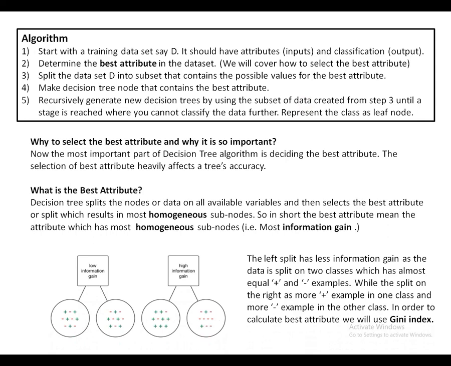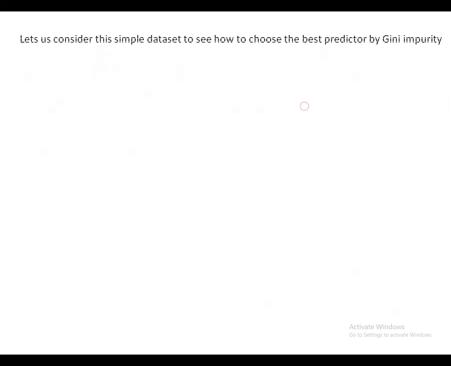If you look at the below diagram, the left split has less information gain as the data is split on two classes which have almost equal positive and negative examples, while the split on the right has more positive examples in one class and more negative examples in the other class. In order to calculate the best attribute, we use the Gini index.